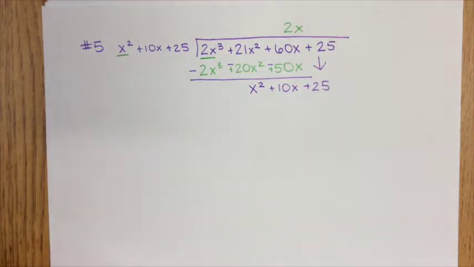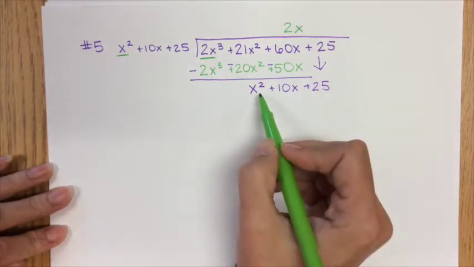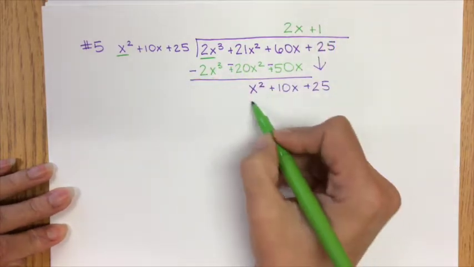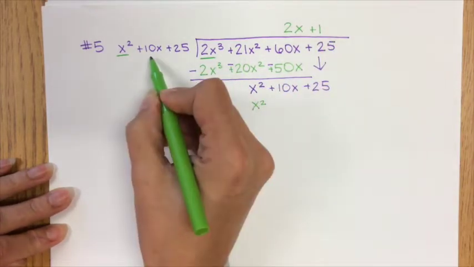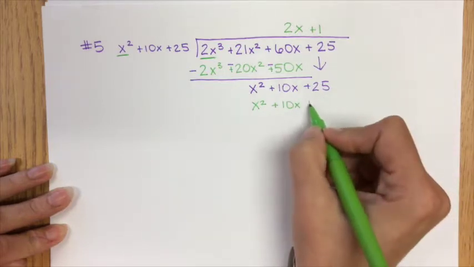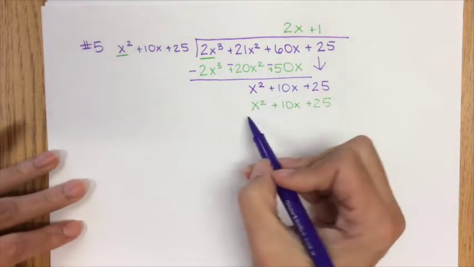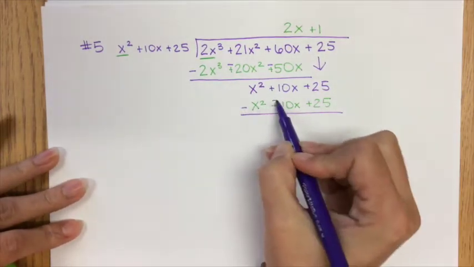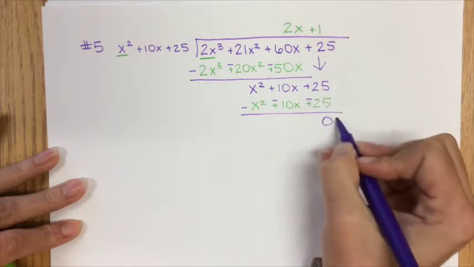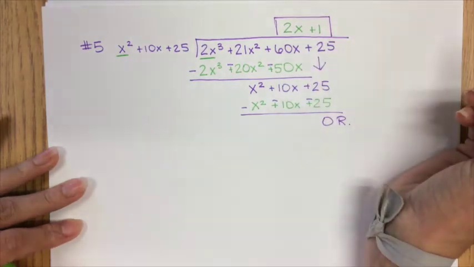Okay, what do you multiply by the first term on the outside to get the first term on the inside? 1. 1 times x squared is x squared. 1 times 10x is plus 10x. 1 times 25 is plus 25. Draw your line and change your sign. And add down. So all of it clears out. This is our remainder. So our final answer is right here, 2x plus 1.